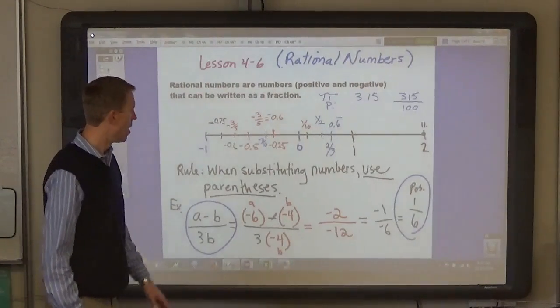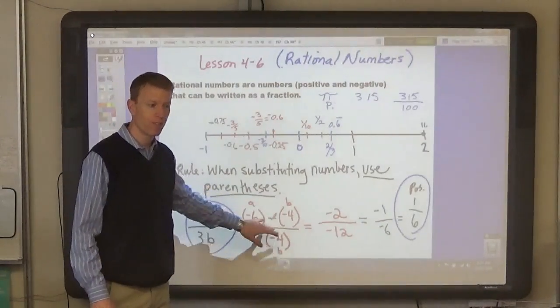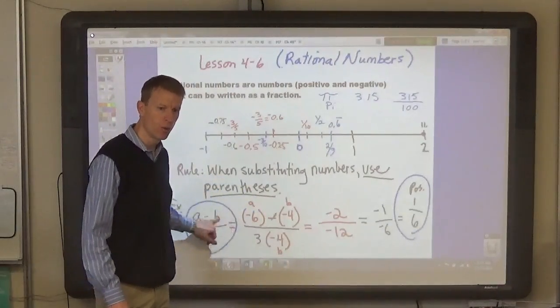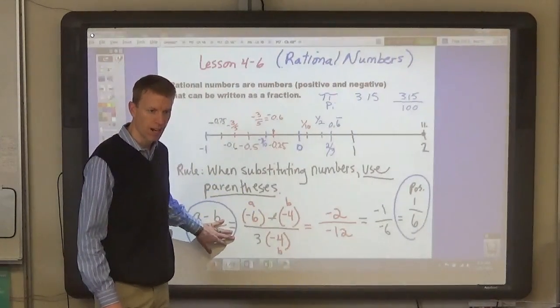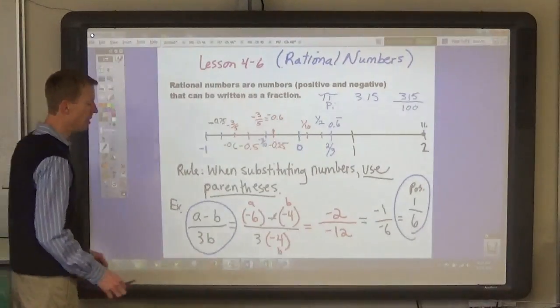Emily? So how do you know what A and B equal, or is that just for you? We'll give you what those equal. In each of the ones that you have to simplify, it'll say A equals negative 6 and B equals negative 4. Okay? Alright, let's practice some of these.